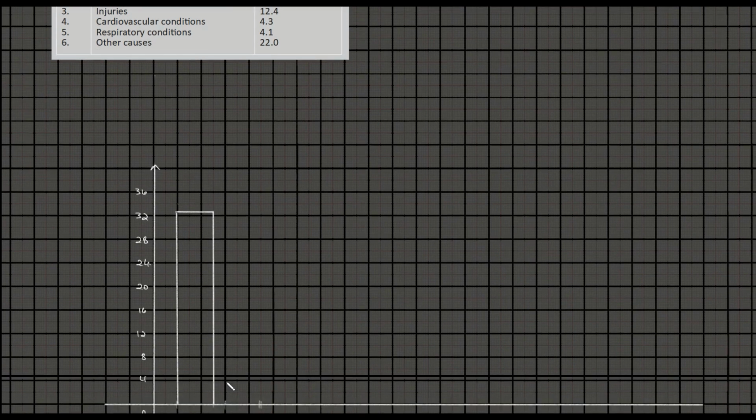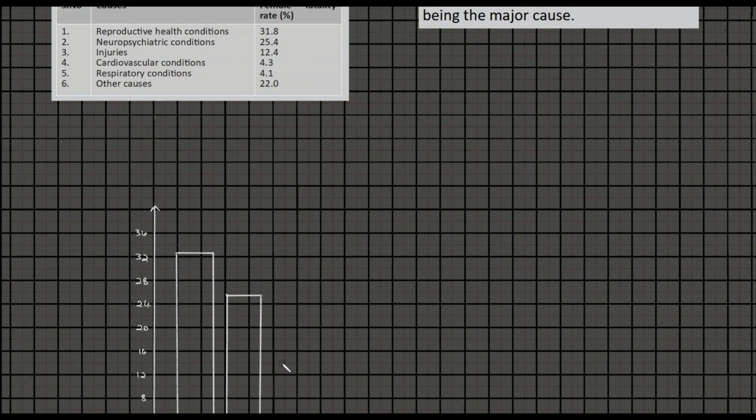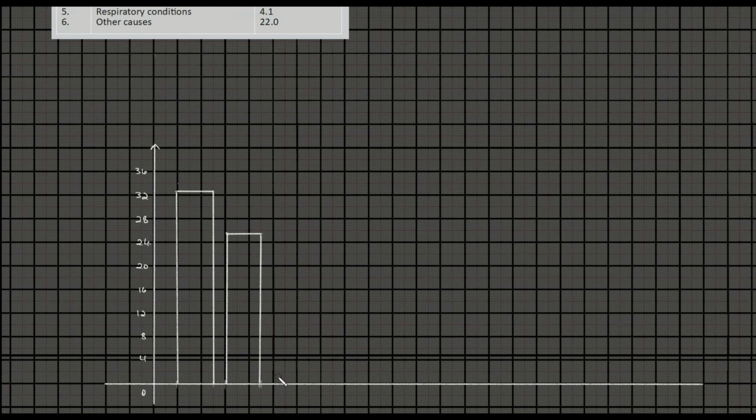Next is 25.4. 25.4 will be, this will be 26. 25.4 will be somewhere over there. Okay, that's 2 actually. I should end up over here. Right, again, remember, I'm taking a class width of 1.5. 12.4, so around a bit about 12. That would be good enough.